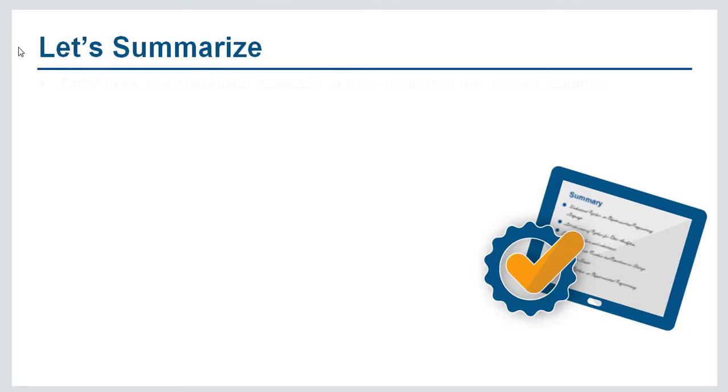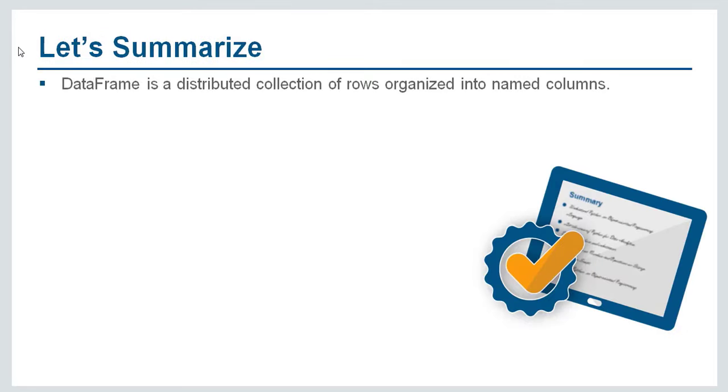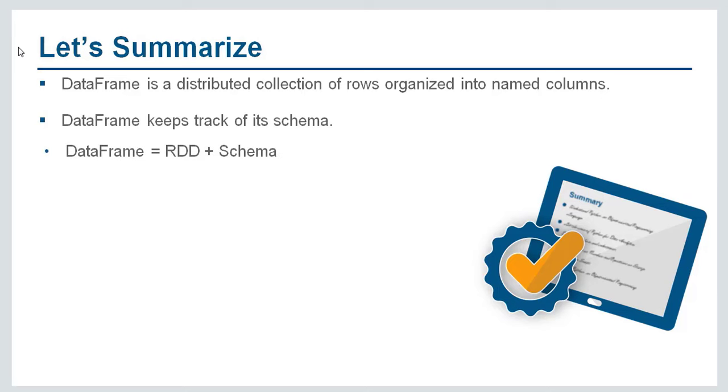Now let's summarize. What is a DataFrame? A DataFrame is a distributed collection of rows organized into named columns. A DataFrame keeps track of its schema. So we can say that a DataFrame is equivalent to RDD plus schema.